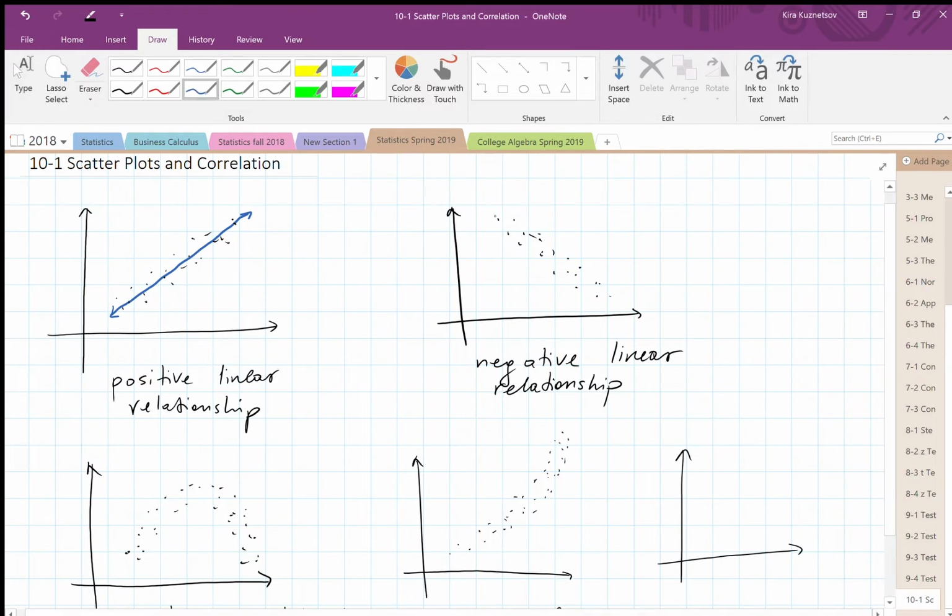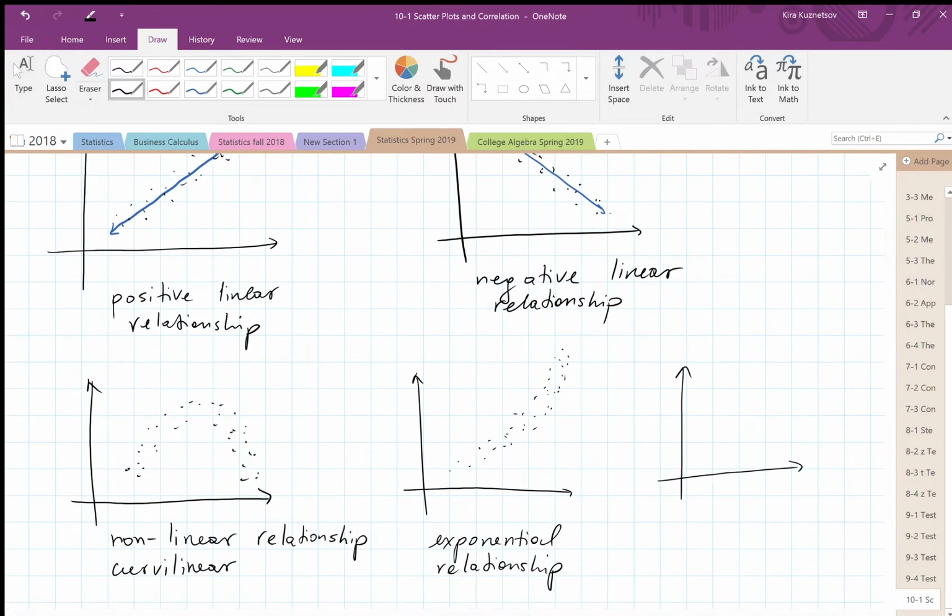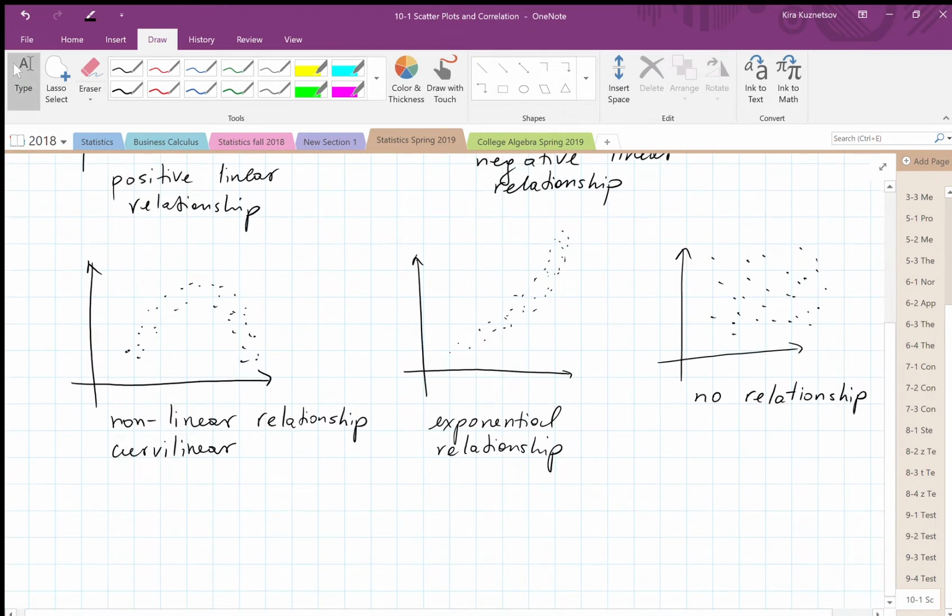So we'll draw a line like this. And something that might look like this. As in, it's a cloud. What we're going to say is no relationship. Your calculator and Excel will help you in graphing these out.